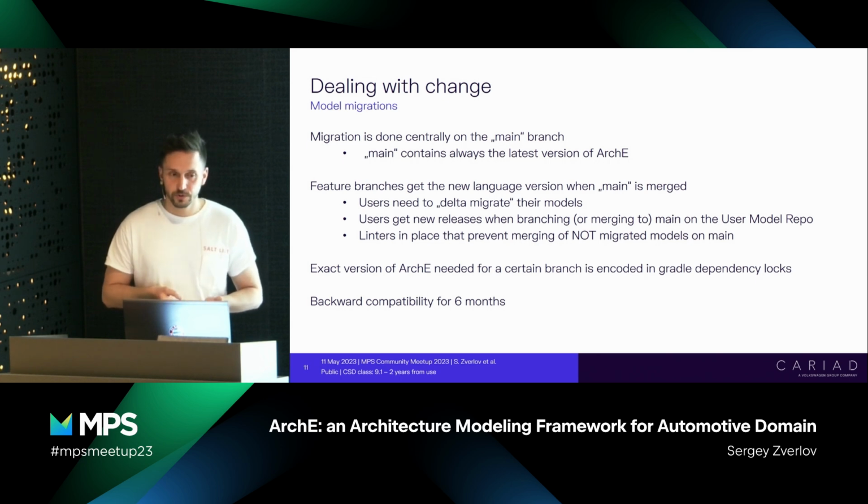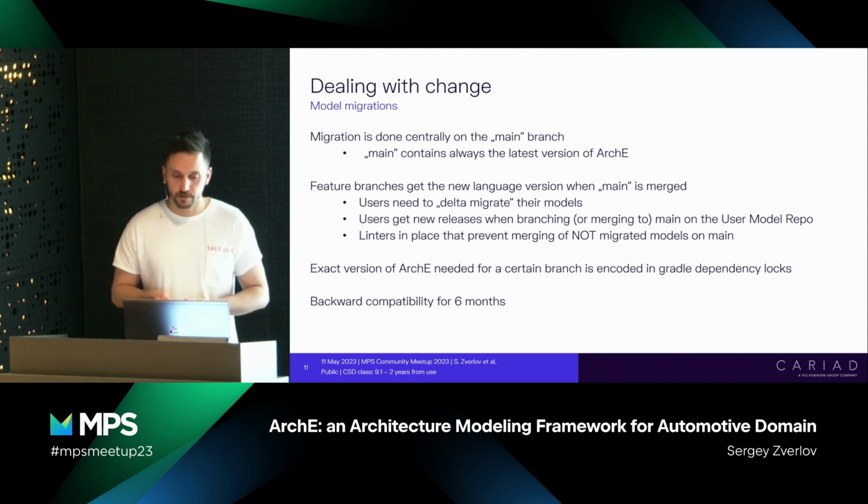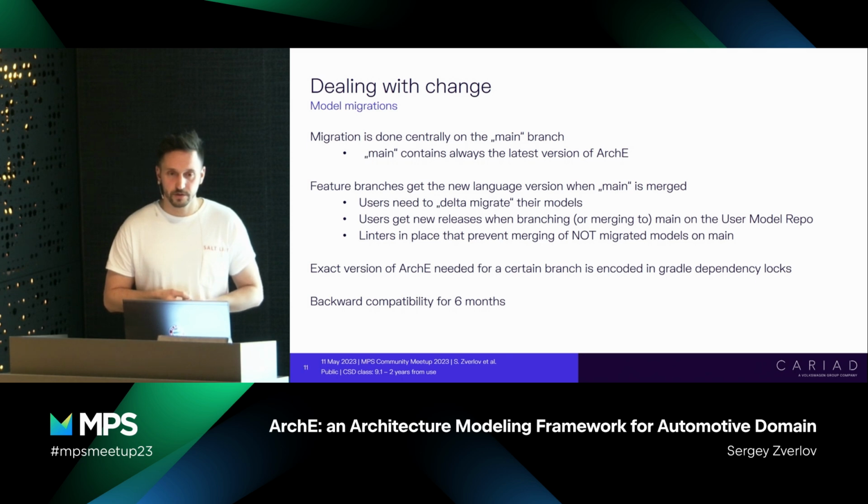The way we do it is that for each branch we encode the ArchE version using the Gradle dependency locks. So when you get the branch, you know which ArchE to use. And obviously stuff gets changed, stuff gets deprecated, things are deleted, but we try to be backward compatible for around half a year. That's not a precise number, but we try not to make anyone unhappy with our changes.